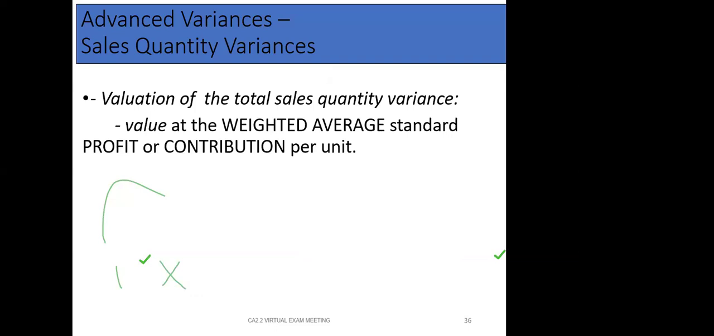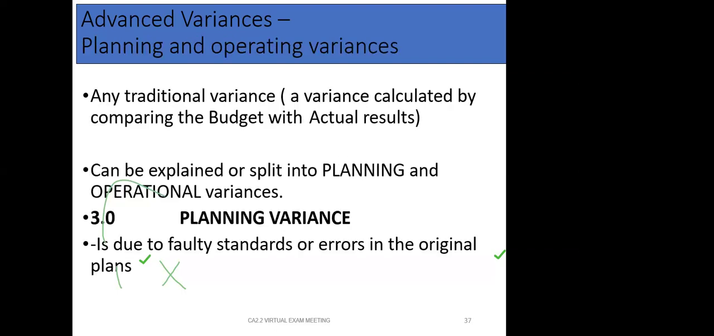Valuation of the total sales quantity variance. You also use the weighted average standard profit or contribution per unit. So the difference between all the products that were sold and all the products that could have been sold, that difference you multiply by the weighted average standard profit if the company uses absorption costing, or the weighted average standard contribution per unit if the company uses marginal costing.